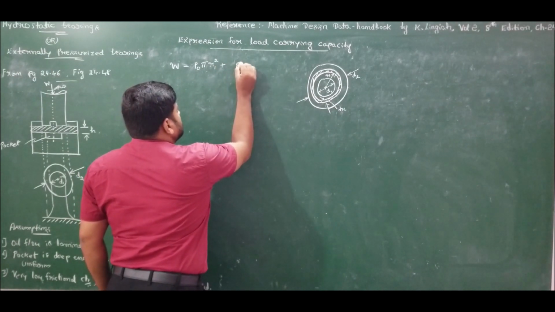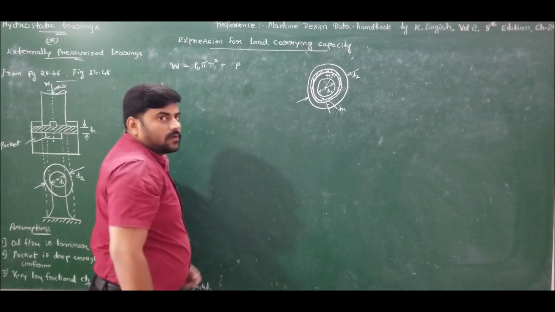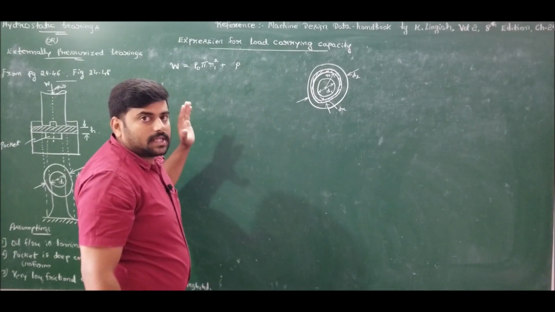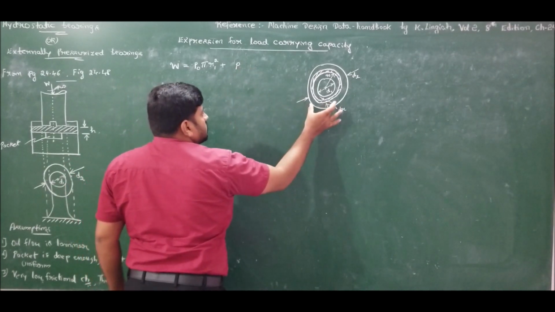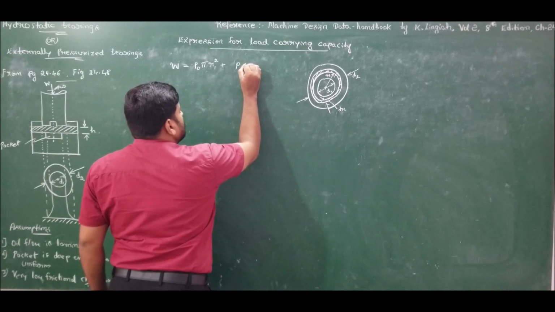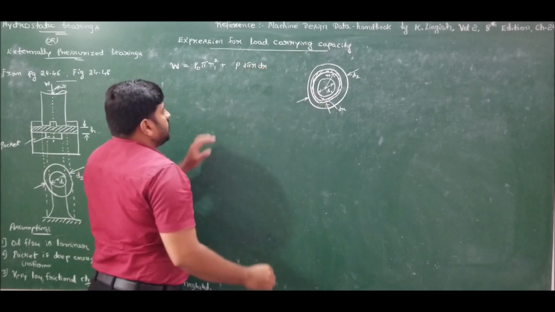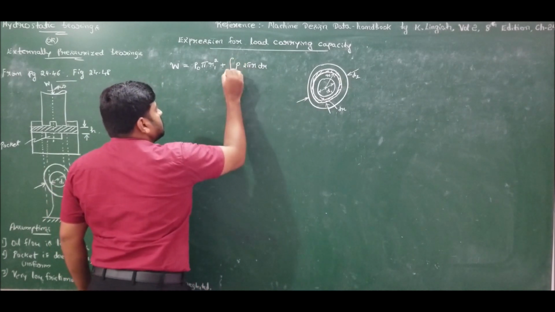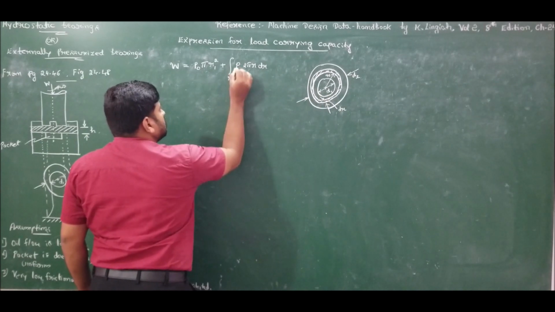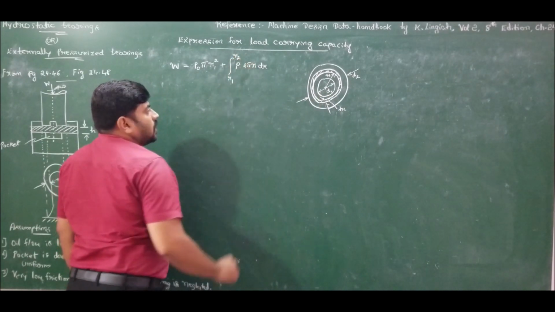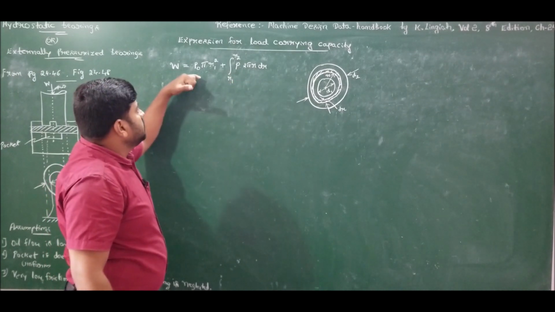We know that the pressure which is distributed over the surface of the journal also provides resistance to the load acting on the journal. So the resistance force is pressure times the area. The surface area of the journal element is nothing but 2 pi r times dr. Let me integrate it with the radius varying from r1 to r2. This is the pressure distributed over the surface of the journal, and this is the pocket pressure.